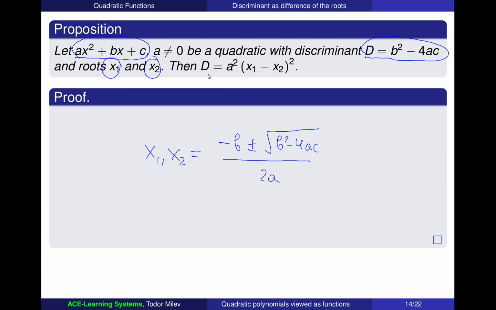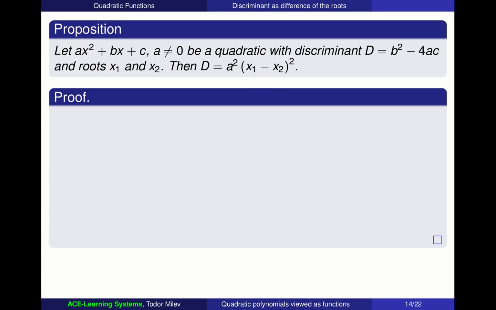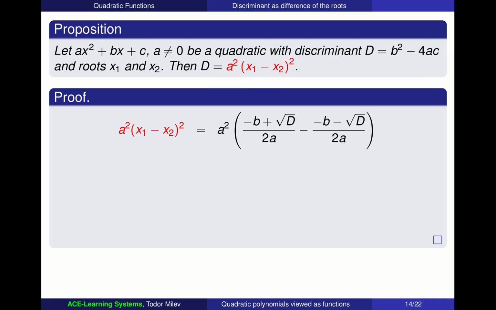Well, it says, look, if you take that expression, b squared minus 4ac, then you get the same thing that you would get if you take x1, take x2, subtract the two, square the whole expression and multiply it by a squared. So you can obtain the discriminant using x1 and x2. So that's what the proposition says. Let's quickly prove that proposition.